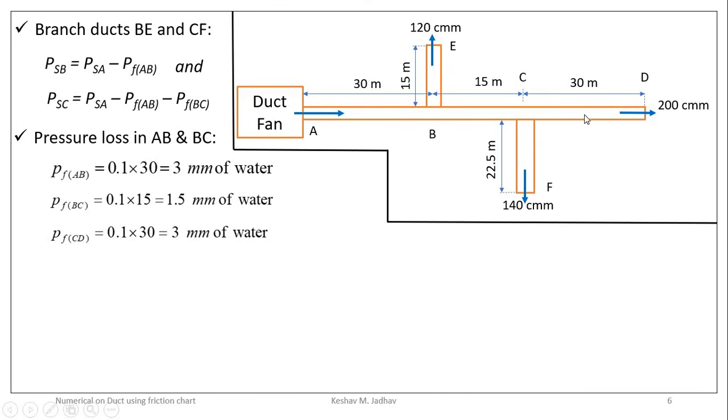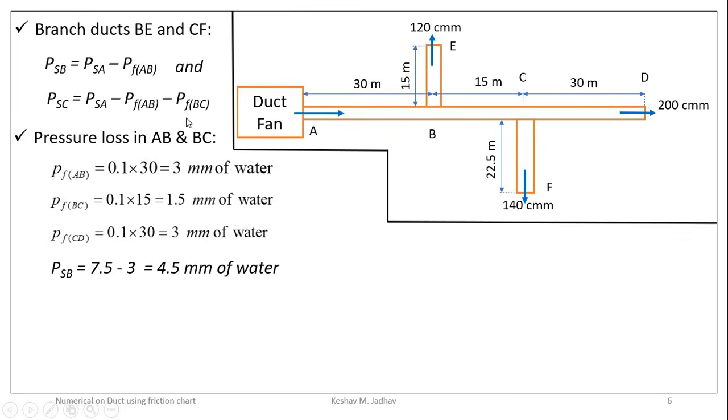Similarly, to calculate pressure loss due to the friction in section CD of main duct, that is pressure loss per unit length 0.1 into length of that duct 30 meter is equal to 3 mm of water. Now by using these values, we can calculate static pressure at point B and static pressure at point C. So static pressure at point B, PSB, is equal to PSA, that is static pressure at point A is 7.5, it is given, minus pressure loss due to the friction in section AB, that is 3. So it is equal to 4.5 mm of water. So this is the static pressure at point B.